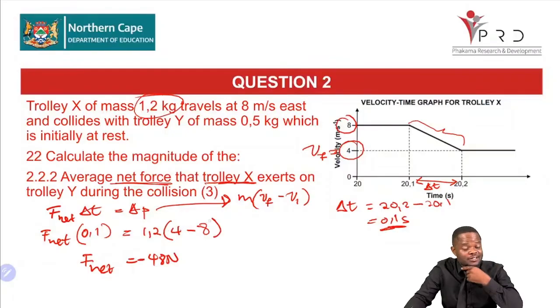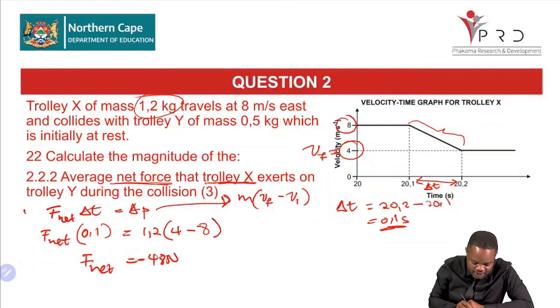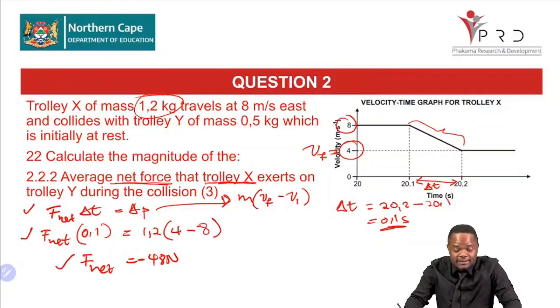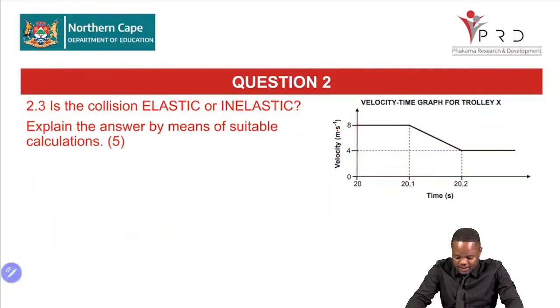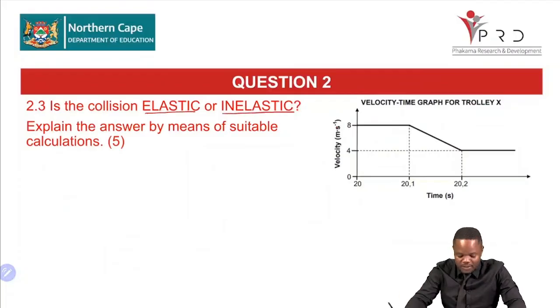Already, this is telling us something. Our reference positive direction is east. So if we're getting a negative, therefore, our net force has to be in the opposite direction, which is west. So a mark there, and a mark there, you get your 3 marks. Okay, let us proceed. Is the collision elastic or inelastic? Explain the answer by means of a suitable calculations. 5 marks. These are nice marks.